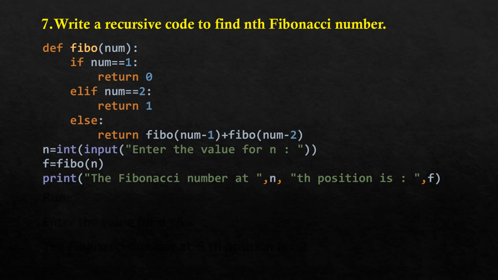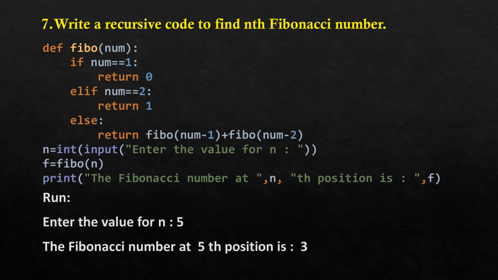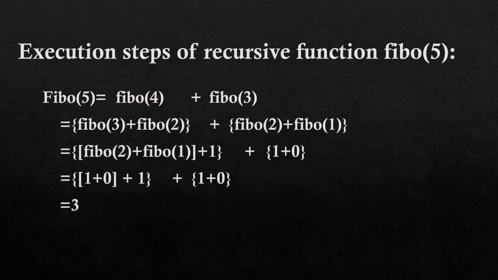And now let's run this for num is equal to 5. As you can see here, the Fibonacci number at the 5th position is 3. Let's see the execution steps of the recursive function fib with value 5. So when we pass 5 in the function fib, it will recursively call fib of 4 plus fib of 3. 5 minus 1 is 4, and 5 minus 2 is 3.